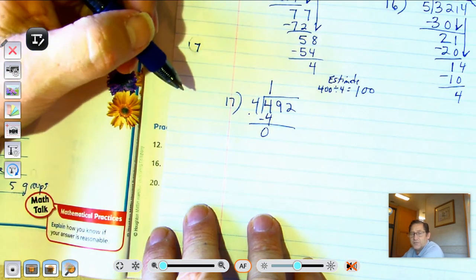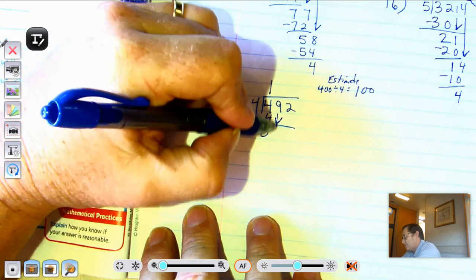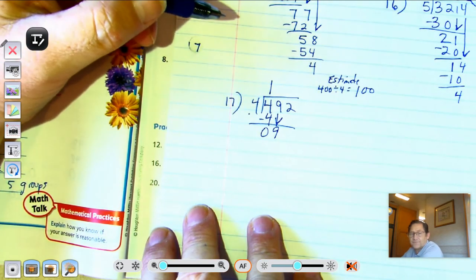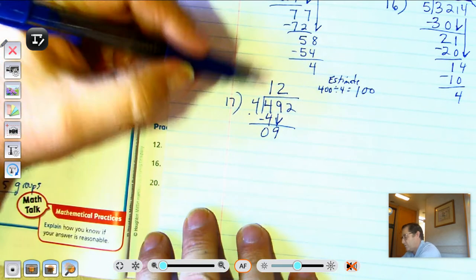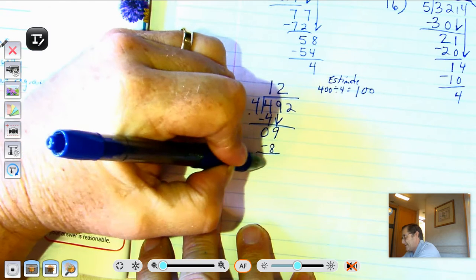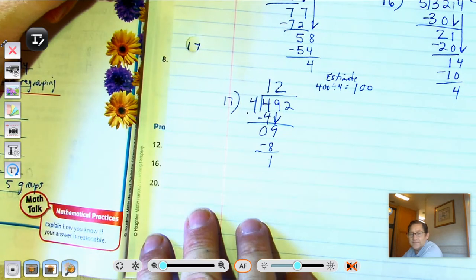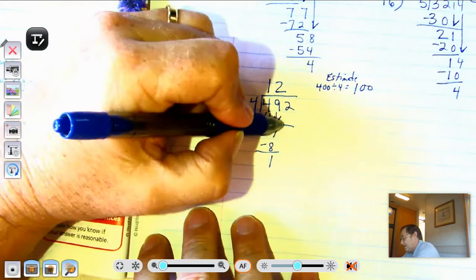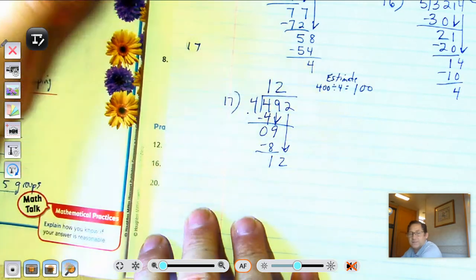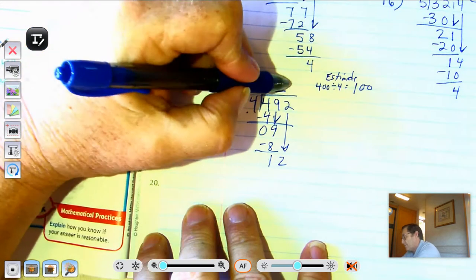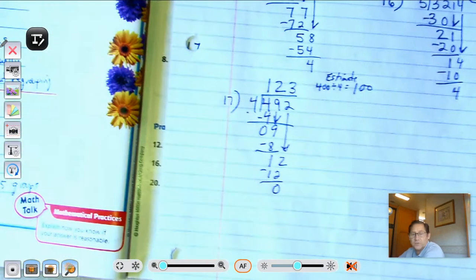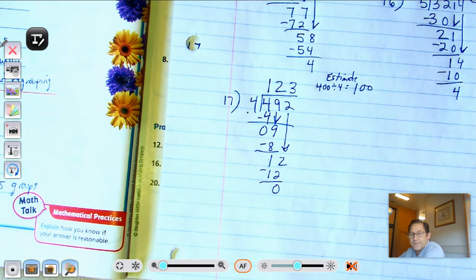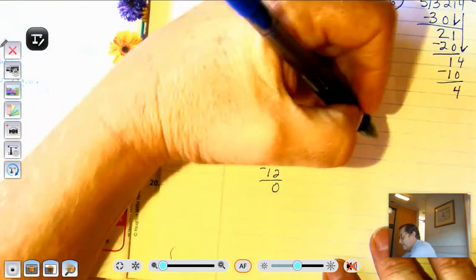Subtract, I get no hundreds left. So let's bring down the 9 tens. 9 tens divided by 4 groups is 2 tens in each group. 4 times 2 tens is 8 tens. Subtract, we're left with 1 ten. We're going to trade that 1 ten for 10 ones. So we have 12 ones divided by 4. 3. 4 times 3 ones is 12. So we get an answer of 123. That's reasonable. We're close to 100. Number 18.